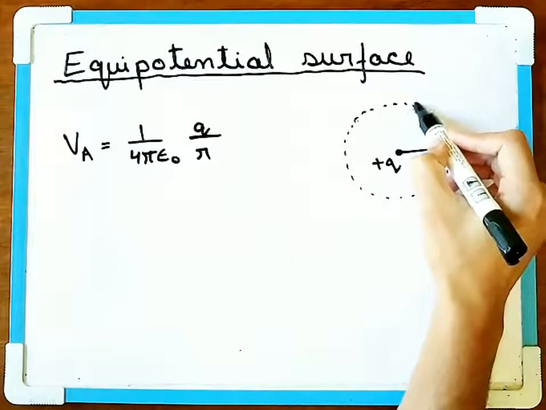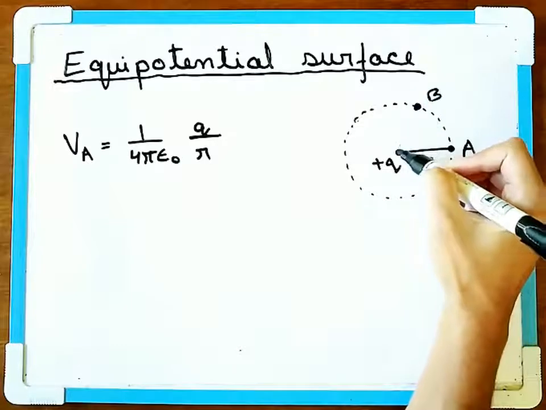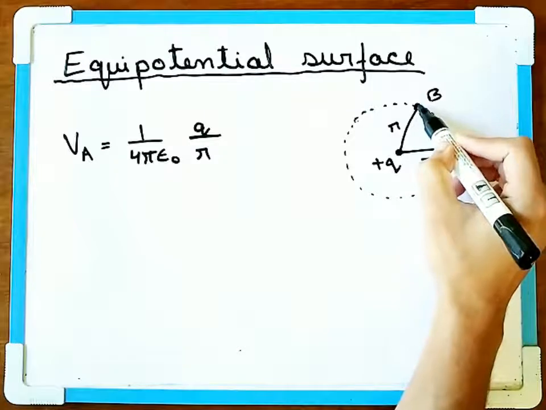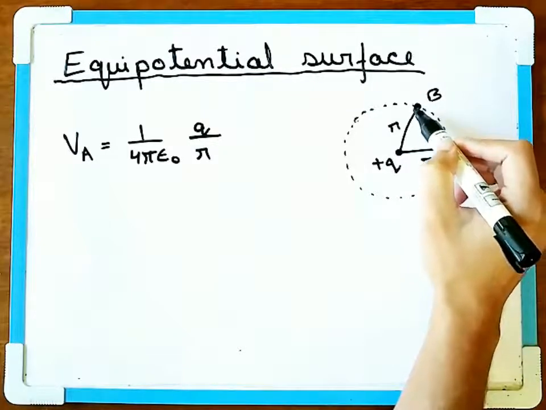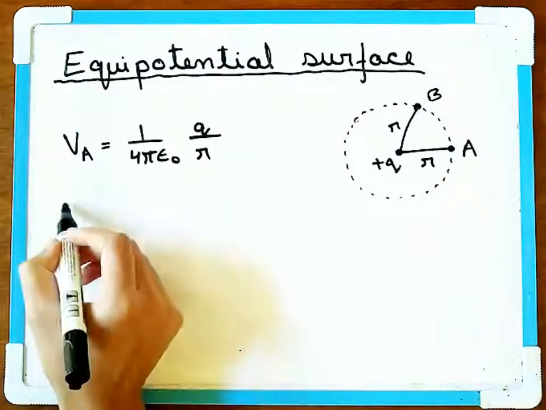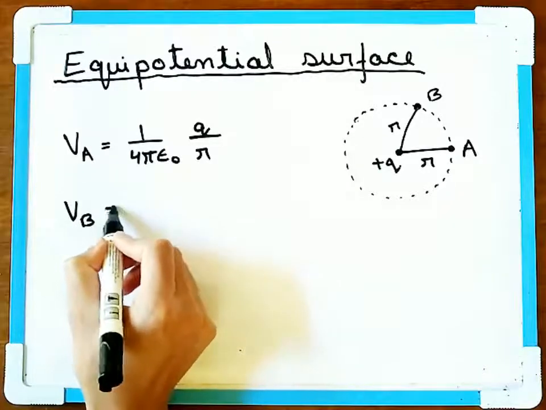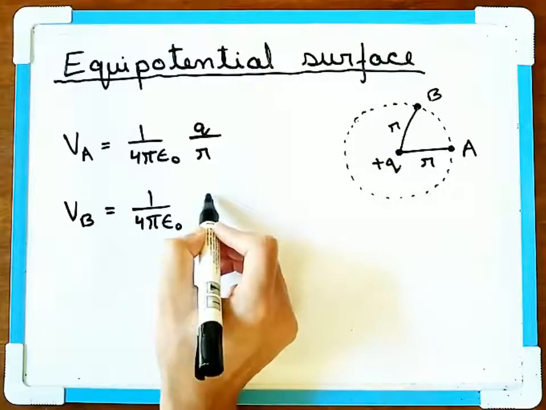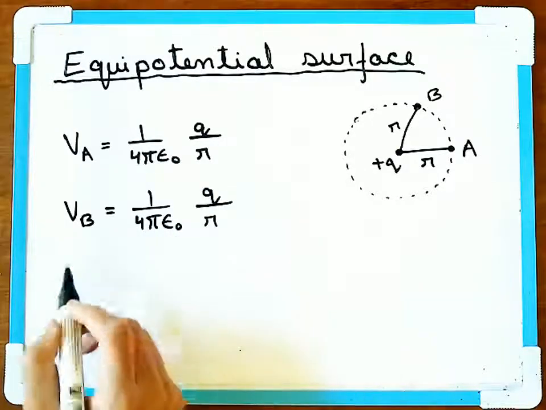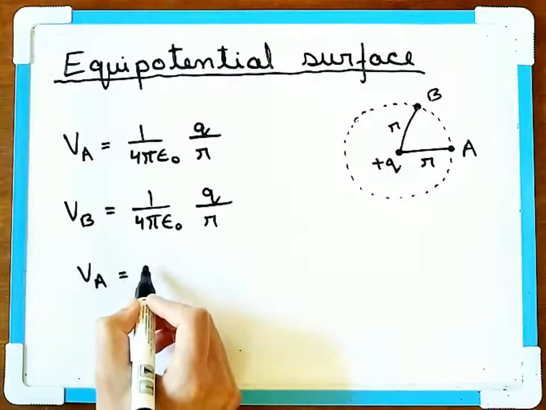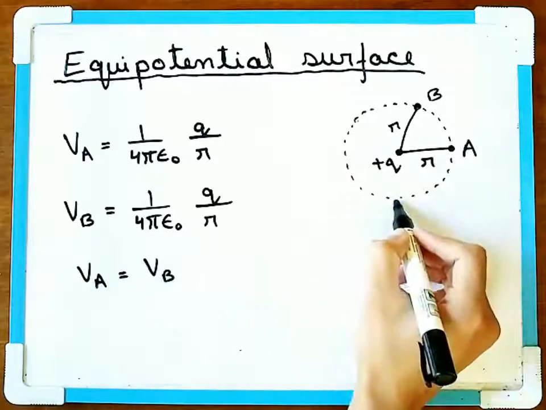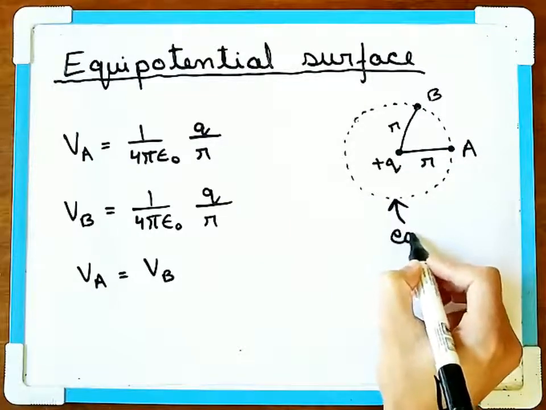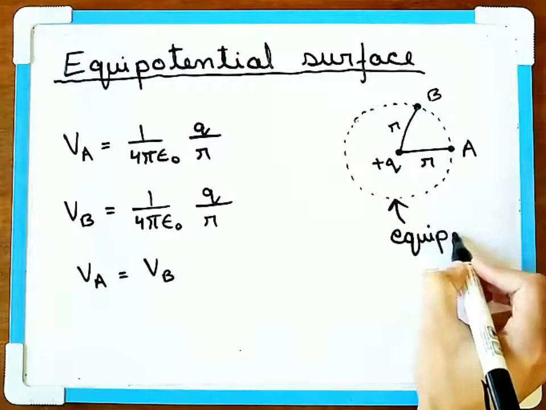And if you take another point here, B, then again this distance will be the radius. This point B is on the surface of the sphere, so the distance here is again R. So the potential at point B will be equal to 1 by 4 pi epsilon naught Q divided by R. So here you can see that VA is equal to VB. So this surface of a sphere is known as the equipotential surface. So we have the equipotential surface here.